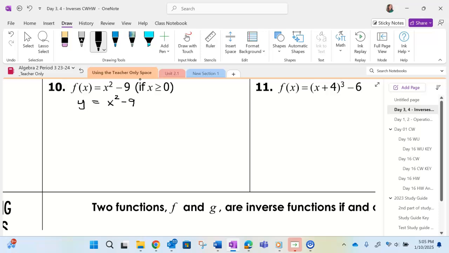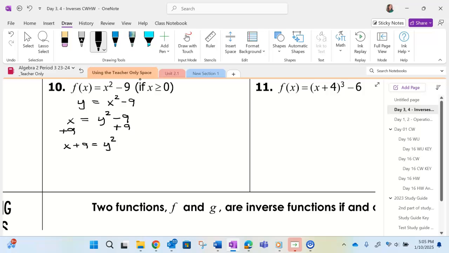So let's first do this. Switch your x's and your y's. So we have x equals y squared minus 9. Now, we're solving for y, so we're going to add 9 to both sides, and we get x plus 9 equals y squared.